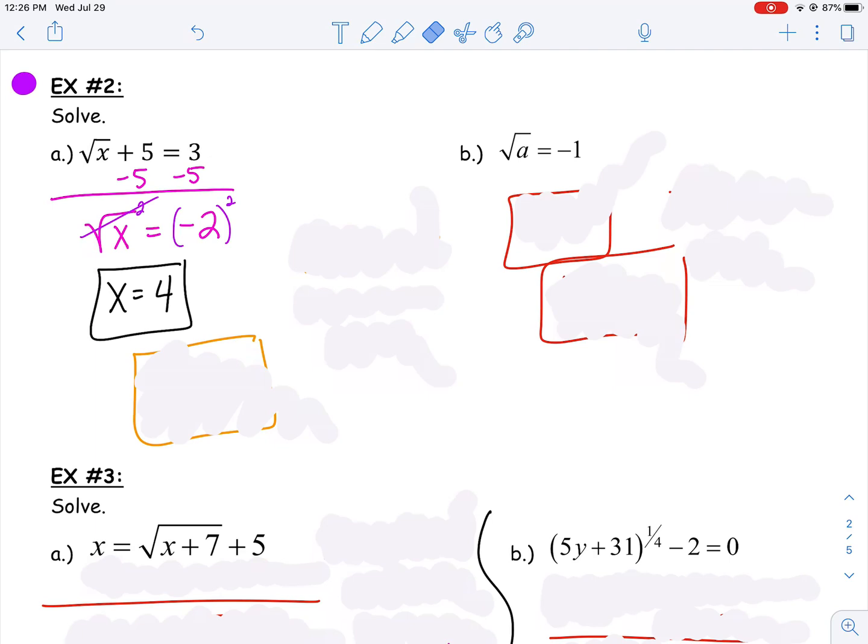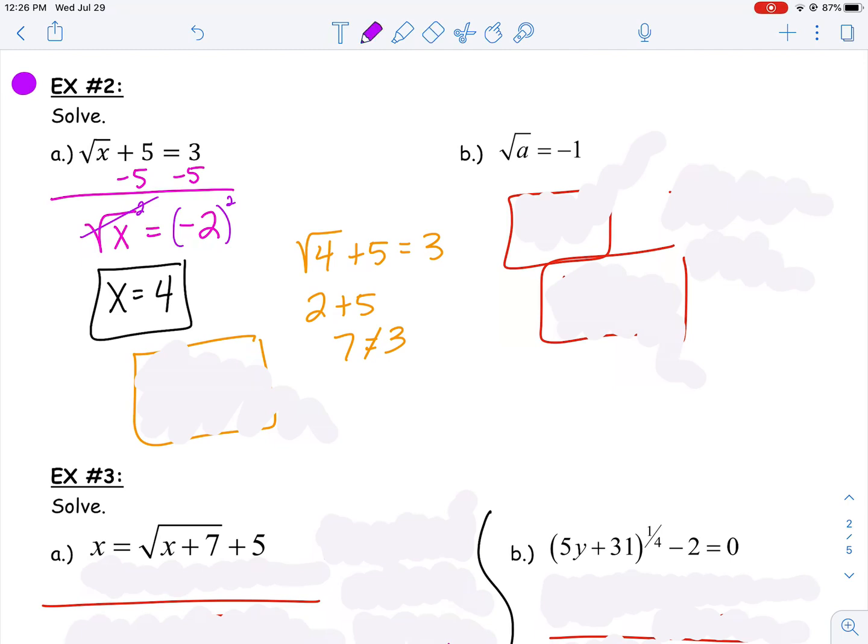But remember, we should always be checking to make sure that our solutions work. If I take that 4 and plug it into my original equation, I end up having this: the square root of 4 plus 5 equals 3. And we want to make sure that this is true. Well, we know that the square root of 4 is 2, and 2 plus 5 is 7, not 3, right?